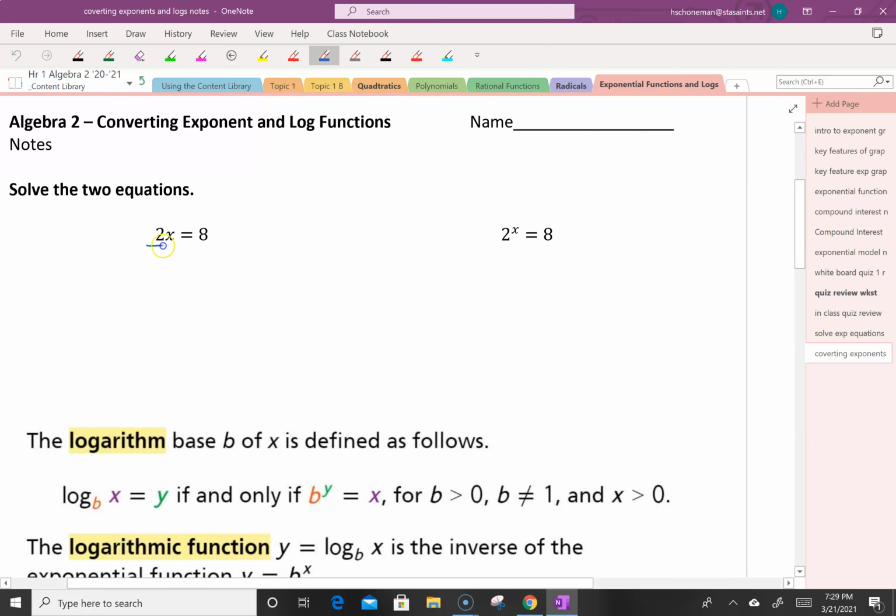On this first one, to solve for x, we're going to divide both sides by 2, so we get x is 4. We knew that we divided by 2 because the opposite of multiplying, or the inverse of multiplication, is dividing, so we divided both sides by 2. And notice the 2 is multiplied by the x, but over here the 2 is the base and the x is the exponent. So this one's a little bit different.